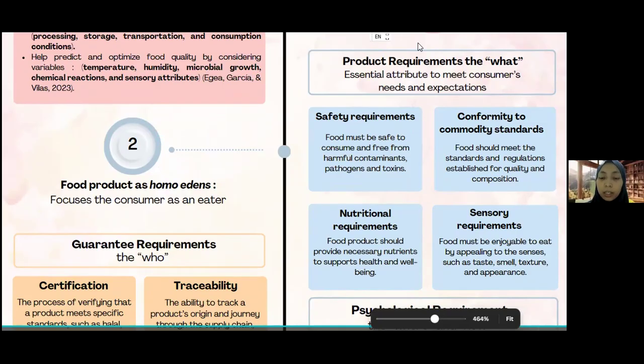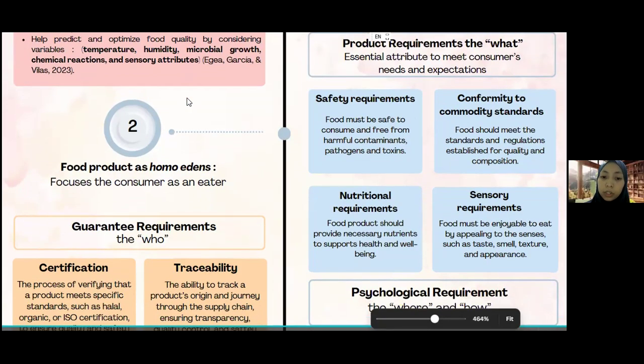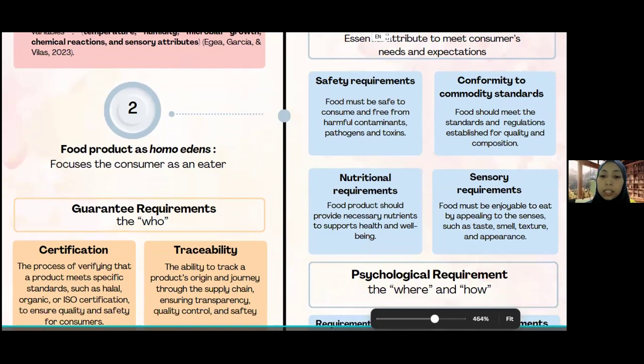There are four requirements in this context. Firstly, safety requirements, where food must be safe to consume and free from harmful contaminants, pathogens, and toxins. And then conformity to commodity standards, meaning that food should meet the standards and regulations established for quality and composition. And then next, there also nutritional requirements where food products should provide necessary nutrients to support health and well-being. And lastly, there is also sensory requirements, meaning that food must be enjoyable to eat by appealing to the senses, such as taste, smell, texture, and appearance.